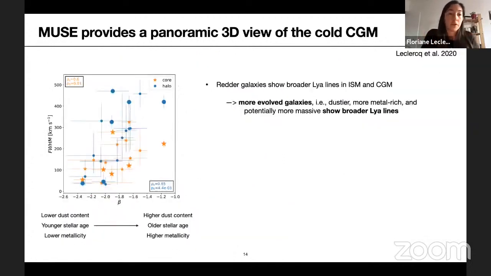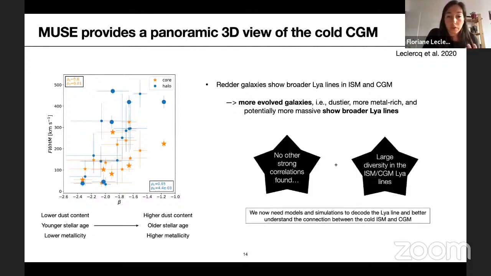Okay, the other correlation that we found is the width of the lines, both in the ISM and CGM, with the beta slope. So the radio galaxies show broader Lyman alpha lines, both in the ISM and CGM, meaning that maybe the more evolved galaxies will show broader lines. So this was the second correlation, and we didn't find any other correlation. And also, as I showed you, we found a large diversity of the Lyman alpha lines.